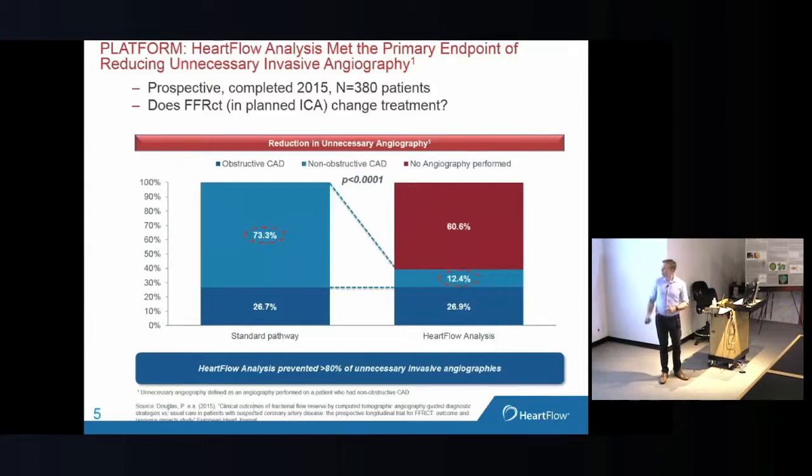So in the group of patients that went through the standard pathway, about 26% of them end up getting stents, and 73% of them had negative invasive tests, meaning that they could have just gone straight onto medical therapy, could have gone straight on medication without getting any kind of invasive work done. In the group of patients that went and got a HeartFlow test first, you had about the same number of patients getting stents, but only 12% end up going and getting a negative invasive test. 60% of the patients, as soon as the physician saw the HeartFlow results, put those patients straight on medication without any invasive workup.